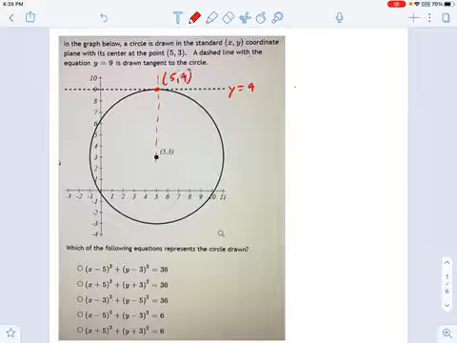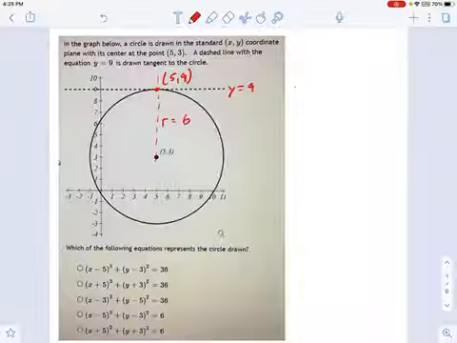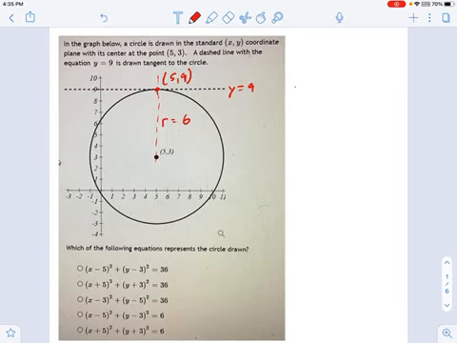So it's a quiet way of telling you what the radius is. Because if you know the y value here, and if you know the y value up here, you take the difference of those, and that is the radius of the circle. That's going to be r equals 6. Okay, so now we know the radius of the circle. We know the center of the circle. The question is, which equation represents the circle?